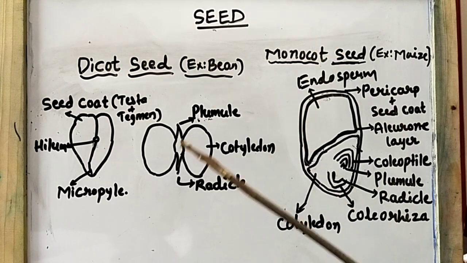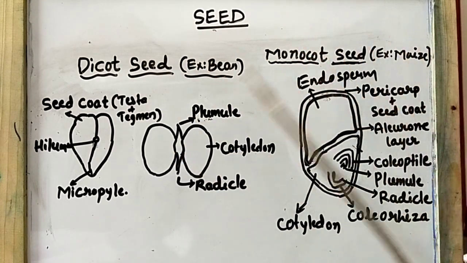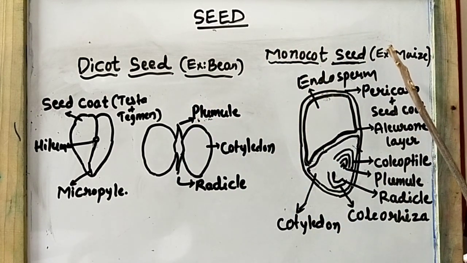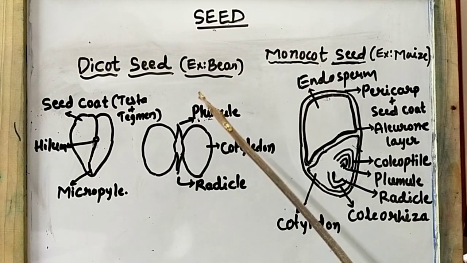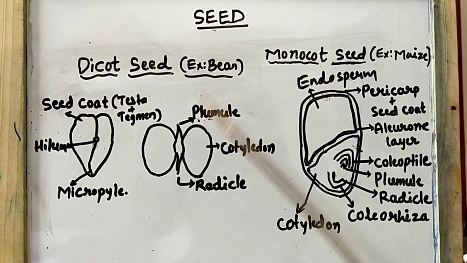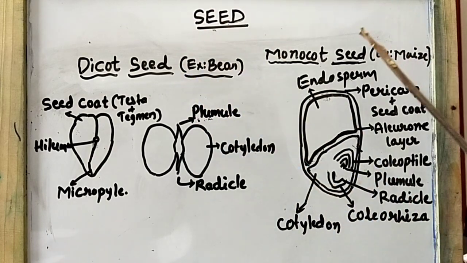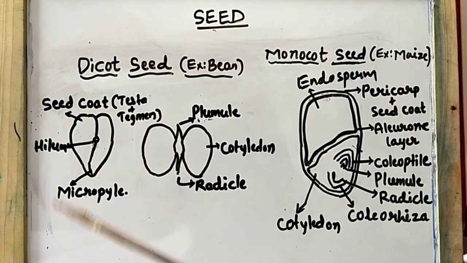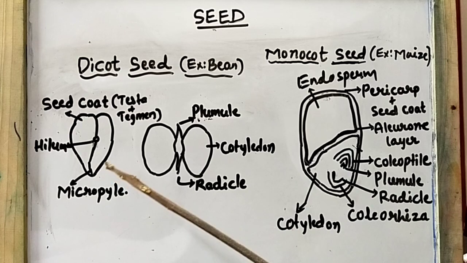What we are seeing here are two different seeds. One is the dicot seed and another one is the monocot seed. If a seed has two cotyledons, then it is known as a dicot seed. If a seed has only one cotyledon, then it is known as a monocot seed. Let me discuss the different parts present in the seed.